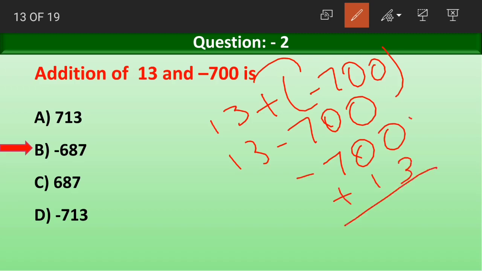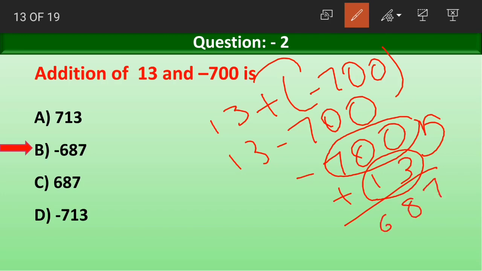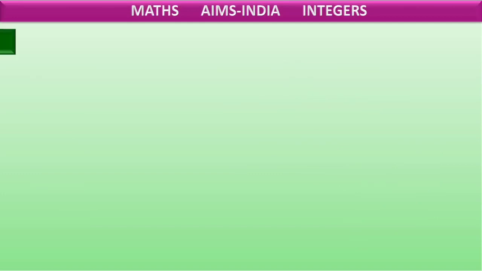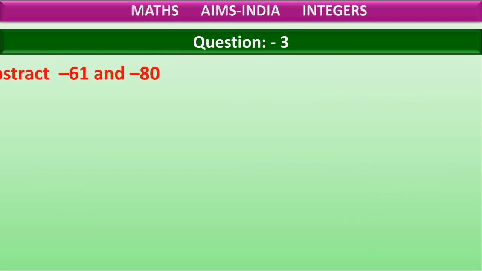Minus 700 plus 13. If we subtract, what should we do? We should subtract the lower absolute value from the higher absolute value. If we subtract 13 from 700, we get the answer as 687. Now coming to the sign, 700 has the higher absolute value. It is carrying the negative sign, so the result will also have the negative sign. The answer is minus 687.